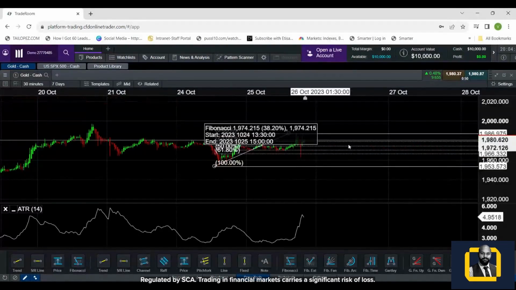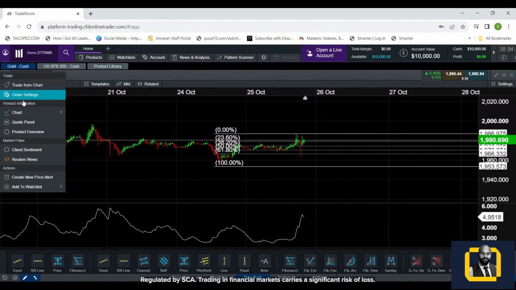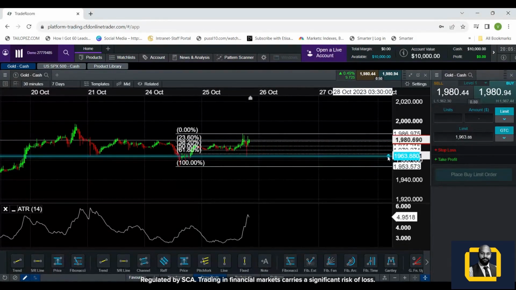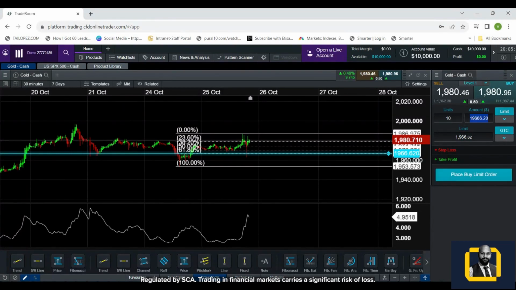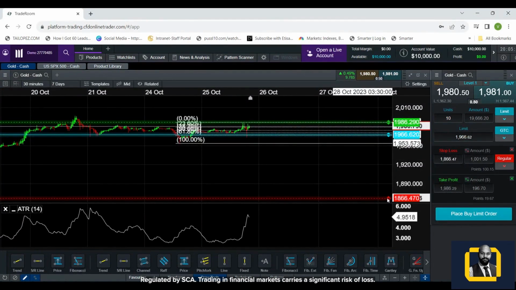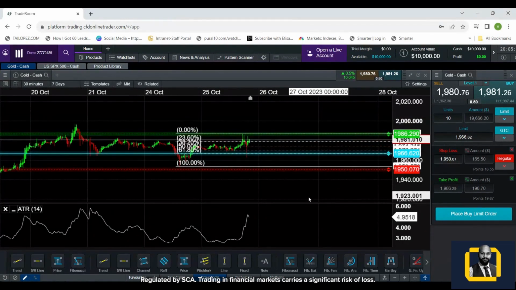Let's say you entered at 61.8. Trade from chart, limit order. So I'm just assuming that we had put a limit order, we bought it at 61.8, which is at 1966. Let's say you buy 10 ounces. 10 ounces is an investment value of almost $20,000. Now we need to identify how many dollars you can expect to keep as stop loss and take profit.